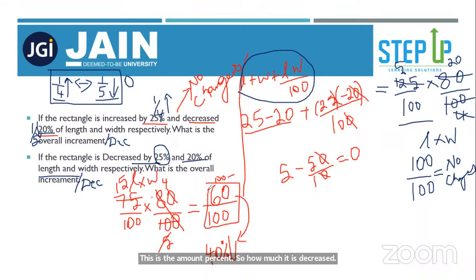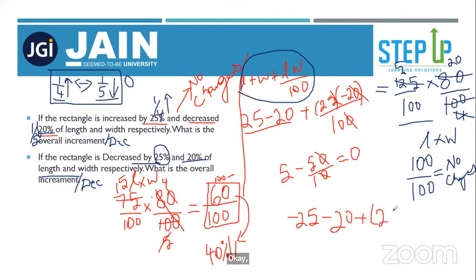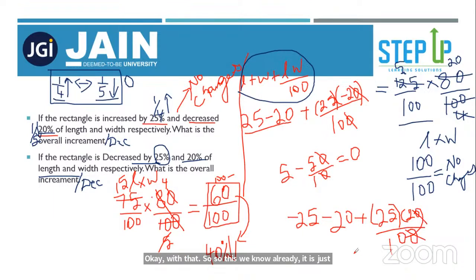Now let's go on with the other method. Let's say it is minus 25 percentage, minus 20. Okay, negative into negative is positive. So positive 25 into 20 by 100. Okay with that? So this we know already, it is just going to be 5. This part is 5. So plus 5.